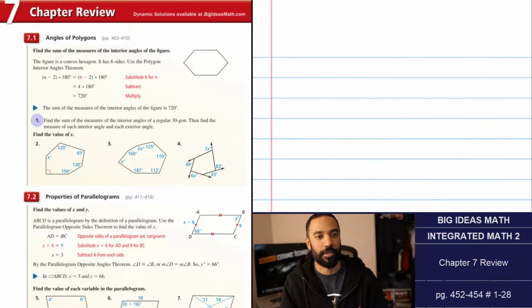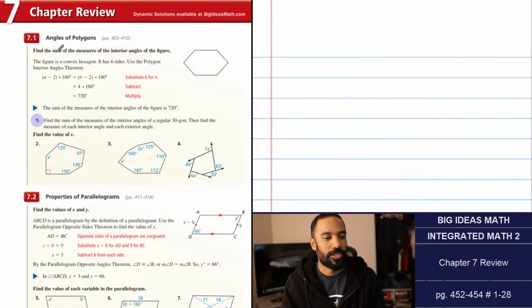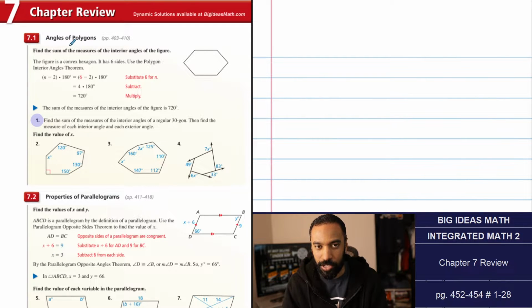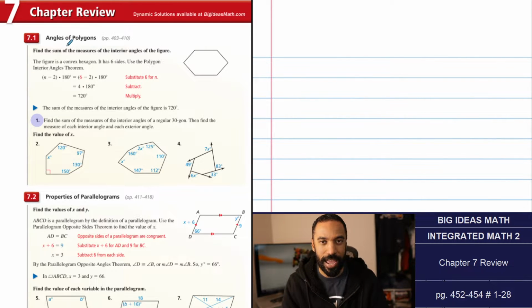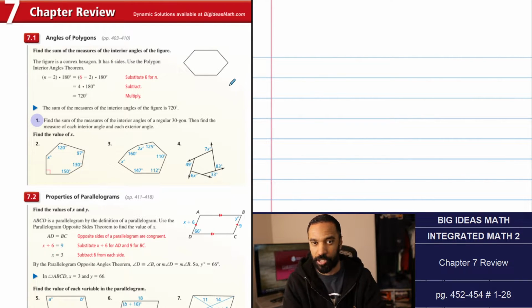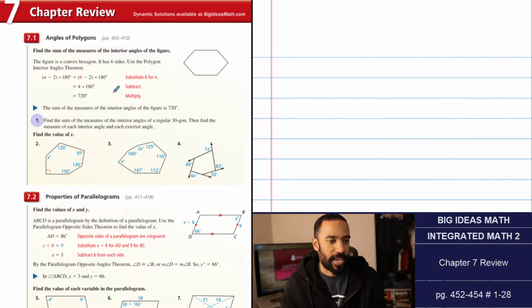Before starting a problem, let's look at section 7.1, angles of polygons. This was before just quadrilaterals: finding interior angle measures or sums, exterior angle measures or sums. Find the sum of the measures of the interior angles of this figure. You determine what kind of shape it is by the number of sides or angles, which should be the same, by the way, 6. And that's a hexagon.